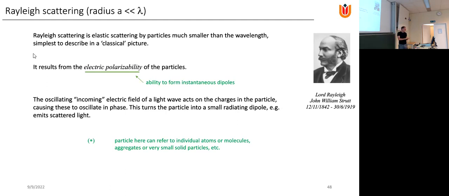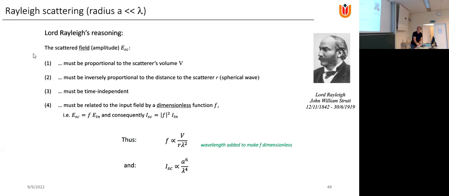We're talking about small particles here, so that can be individual atoms or small molecules, but also very small particles. So they all follow this Rayleigh scattering pattern. So Rayleigh, as you can see, is of a somewhat older generation. That older generation did not work as much with mathematics as we are used to. They did things more in terms of reasoning and describing.